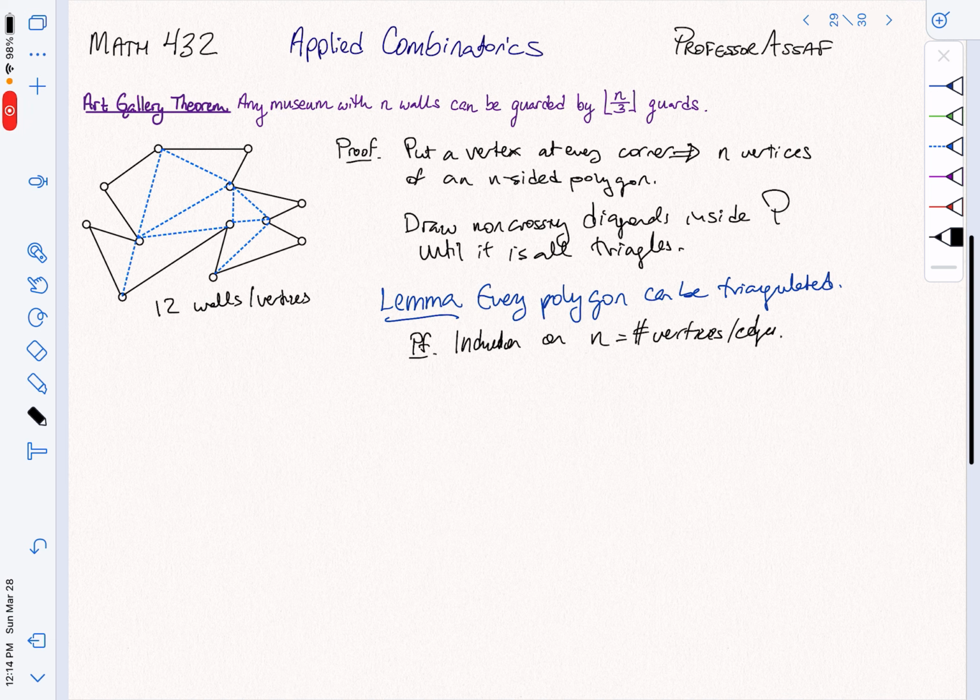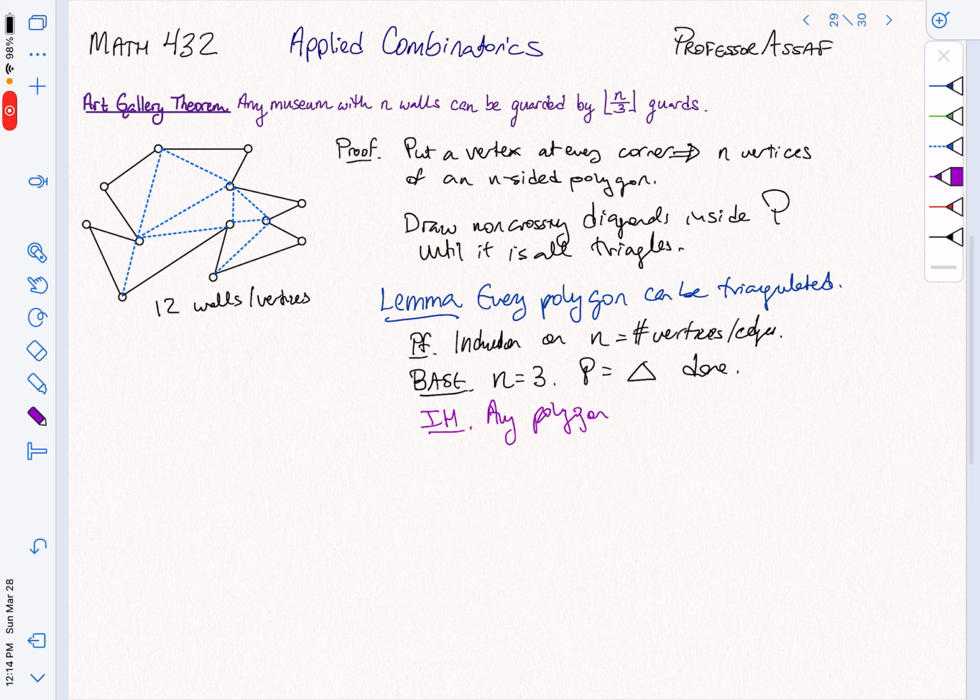So we need a base case. Let's take our base case to be the smallest non-trivial case, which is n equals 3. Then P is equal to a triangle, so we're done. A triangle can be triangulated because it already is. So now we get our inductive hypothesis. Our inductive hypothesis: any polygon with strictly fewer than n edges can be triangulated.